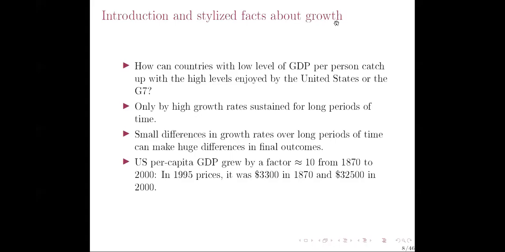If you look at this question, how can countries with low level of GDP per person catch up with the high levels enjoyed by the big countries, like, say, for example, G7, the group of seven countries, or the group of 27, 28 countries in OECD? This is only possible with the help of high growth rate sustained for long periods of time.